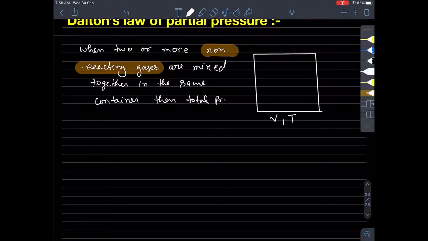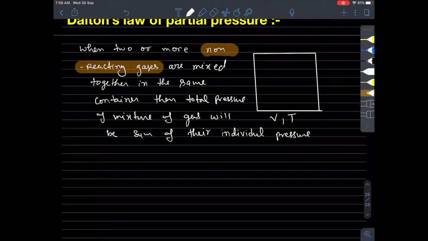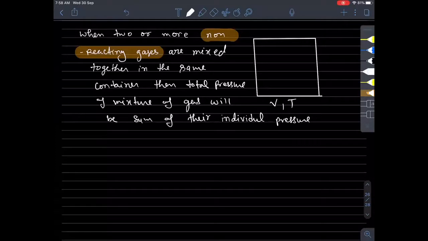then the total pressure of the mixture of gas will be the sum of their individual pressures. Sum of their individual pressures, and it is a better word to use the word partial pressure.